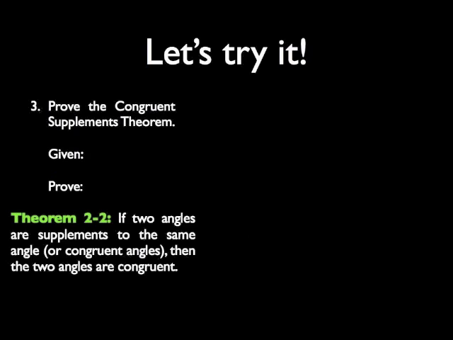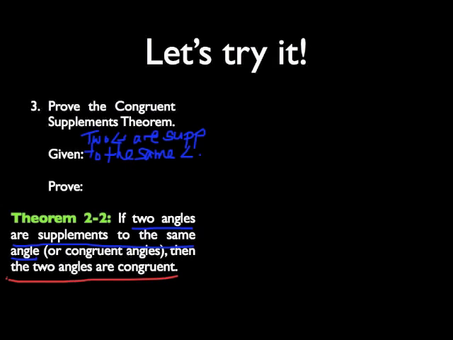First, we need to identify what we are given and what we need to prove. As we learned a few lessons ago, what we are given is the hypothesis of our conditional. So our hypothesis is two angles are supplements to the same angle. What we are trying to prove is the conclusion to our conditional. And our conclusion says that the two angles are congruent. Now, once again, the hypothesis and the conclusion are extremely general.